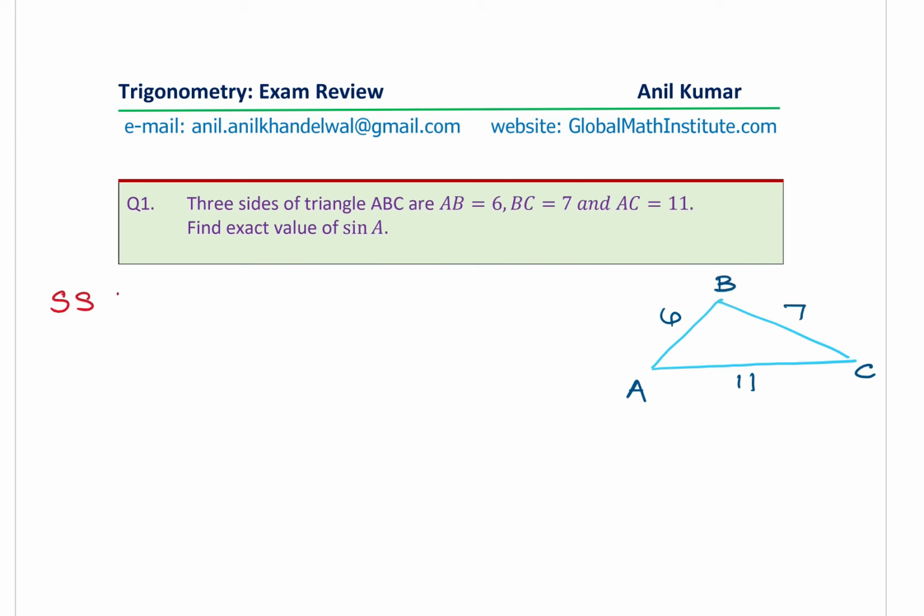So it is SSS. Wherever three sides are given to us, we can use the cosine law to solve. We are interested in the exact value of sine A, so this is the angle we are interested in. Let's find the cosine value first, since it is a case where we can apply the cosine rule. So we can find cos A.